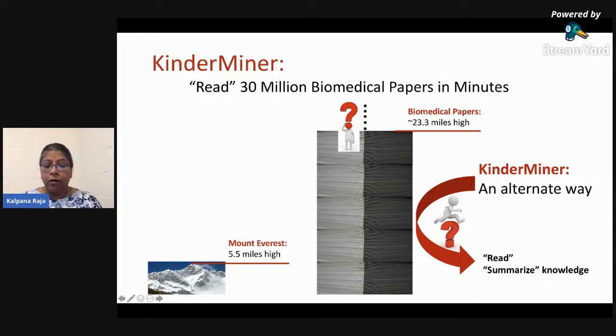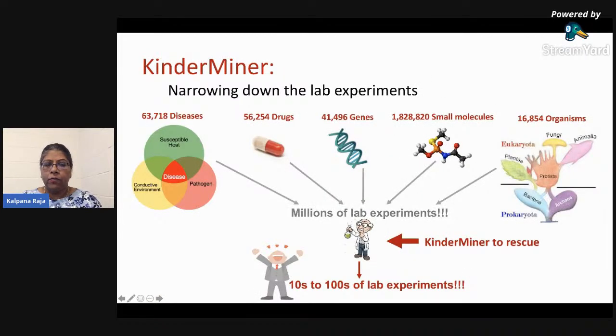So now you can compare. Is it possible to read all the articles manually? Definitely not. So KinderMiner is an alternative way. This is a text mining system. It reads and summarizes the knowledge from 30 million biomedical papers just in minutes. So KinderMiner narrows the experiments for the wet lab scientists. There are so many diseases, drugs, genes, small molecules, and organisms. Everything together will lead to millions of lab experiments. So KinderMiner can narrow this down to tens or hundreds of lab experiments.